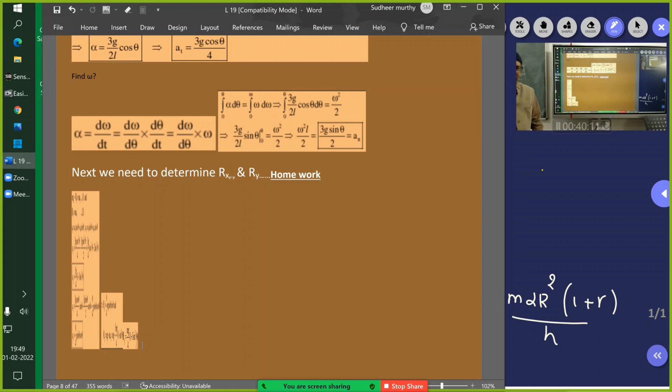Fine. Some tedious calculations are involved. Final calculations you can verify, but at least the basic equations you have written, that's done.